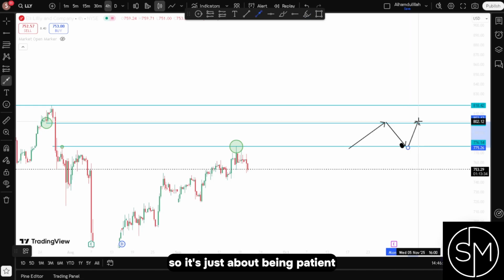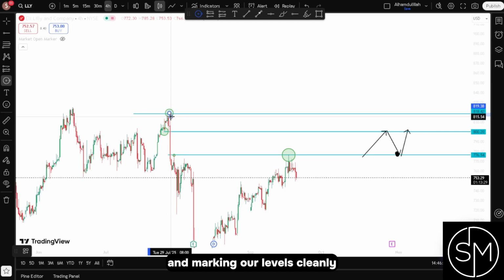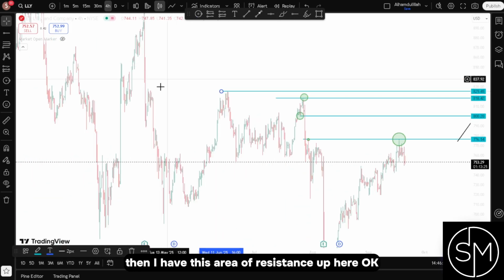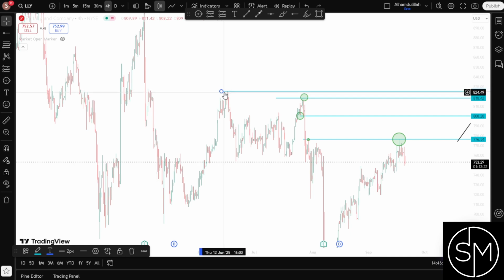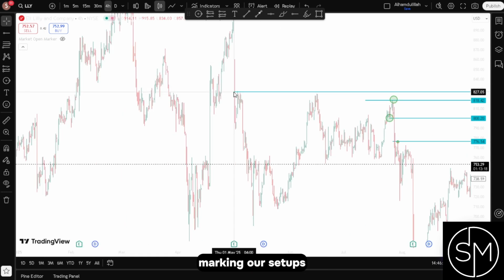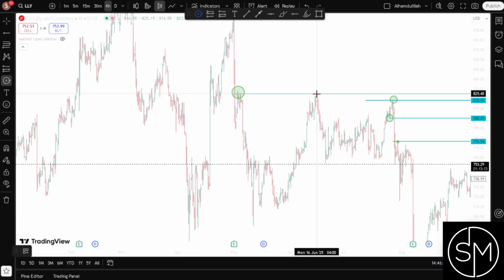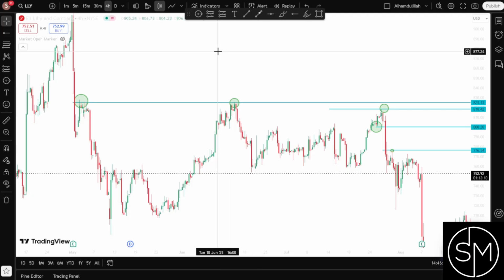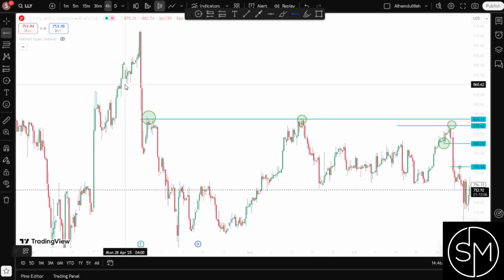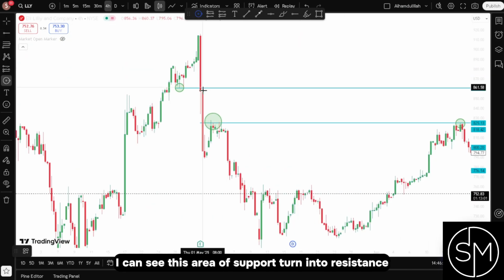So it's just about being patient, studying the setup, and marking our levels cleanly. Then I have this area right here, then I have this area of resistance up here. It's about taking our time, marking our setups, and making sure we're being patient. Right here, right here, and even right here. I can see this area of support turn into resistance.